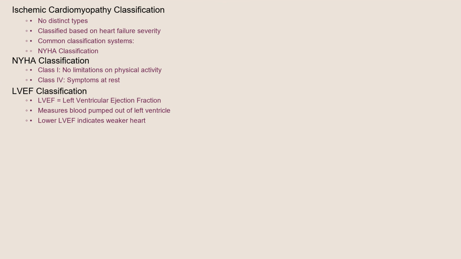While ischemic cardiomyopathy doesn't have distinct types, it's often classified based on the severity of heart failure. The New York Heart Association, or NYHA, classification system is commonly used, ranging from Class I, where there are no limitations on physical activity, to Class IV, where symptoms are present even at rest. The condition can also be categorized based on the left ventricular ejection fraction, or LVEF, which measures the percentage of blood pumped out of the left ventricle with each contraction. A lower LVEF indicates a weaker heart and more severe cardiomyopathy.